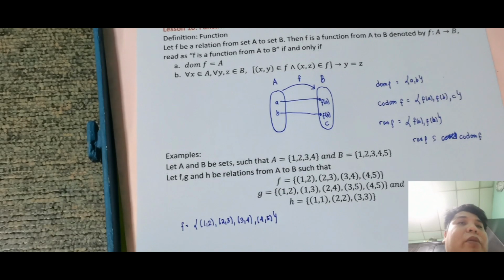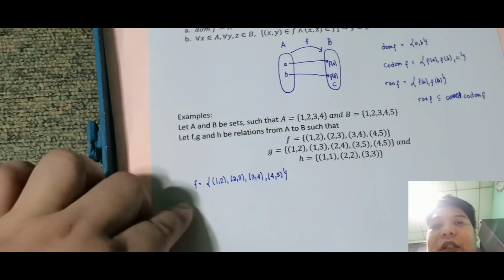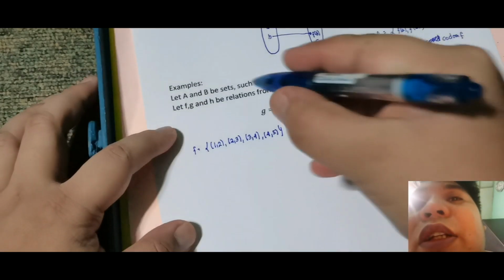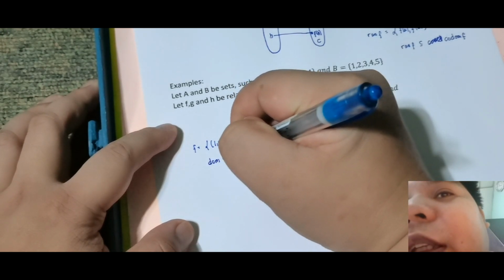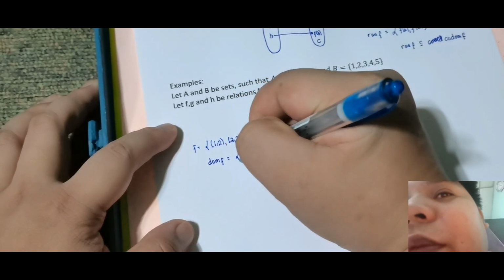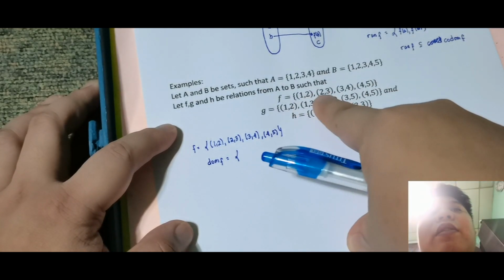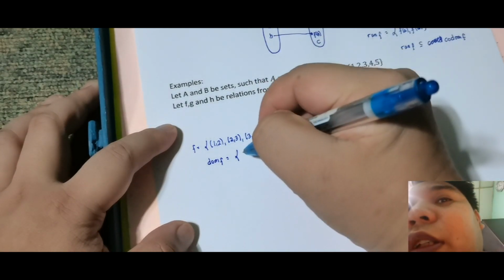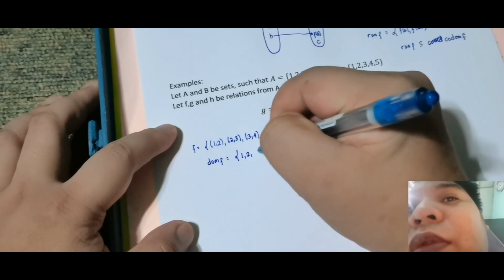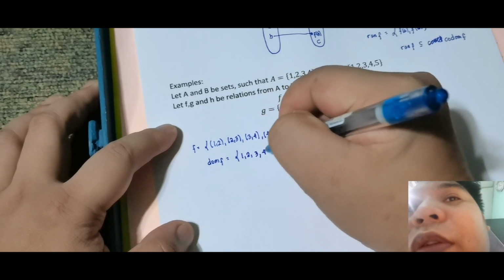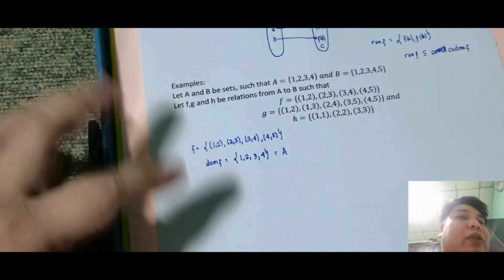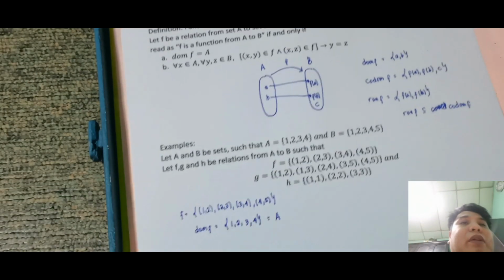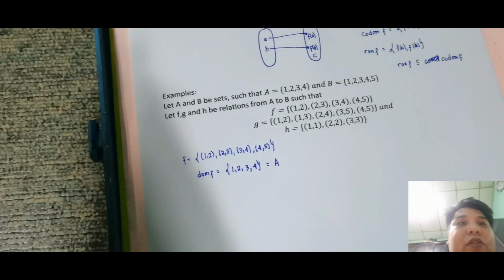Dapat, ang domain daw nung F ay yung A. Okay, so check nga natin ano yung domain of F na to. Ang domain of F natin is equal to the set containing 1, 2, 3, and 4, which is equal sa set A natin. Okay, so therefore, tama pa. Tama, ang domain pa ng F natin is yung mismong A o yung unang part.